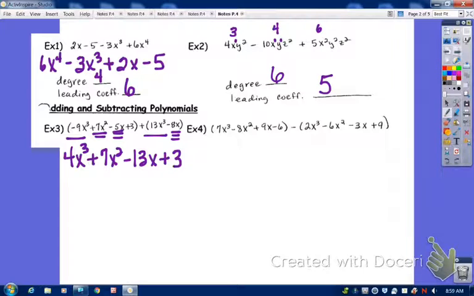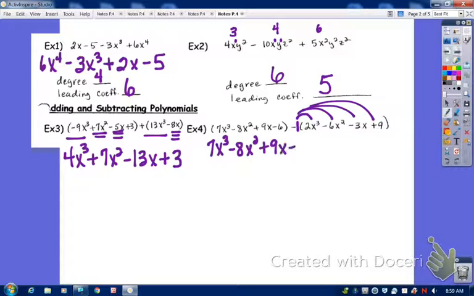So in example 4, you have to remember on the polynomial that you are subtracting, you have to distribute an understood -1. On the polynomial that you are subtracting, you have to distribute a -1, or another way to say that is you have to change all of the signs inside the polynomial that you are subtracting. So I would rewrite this one.